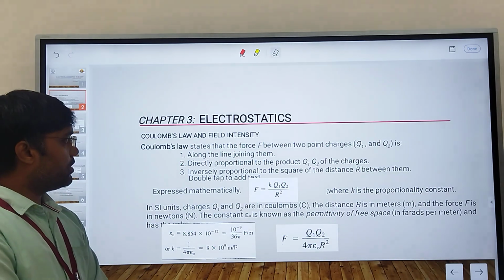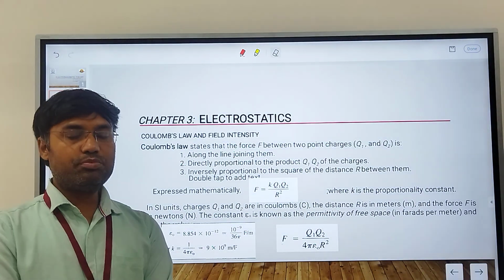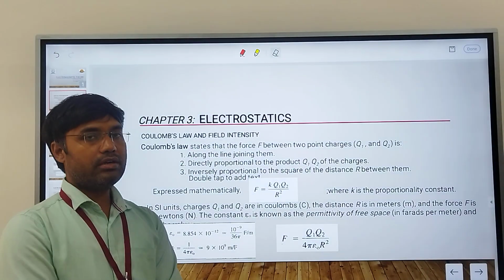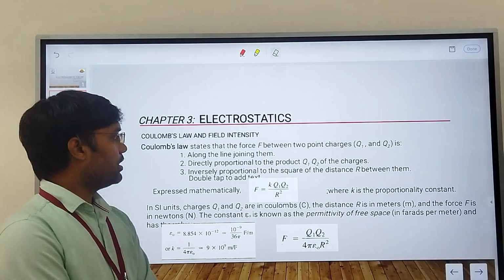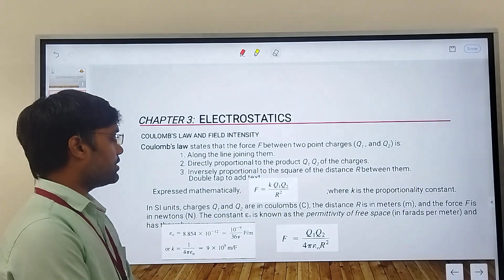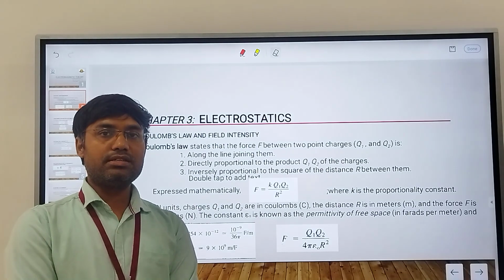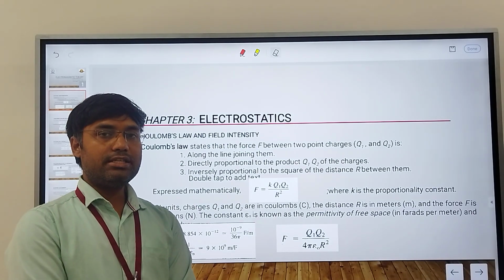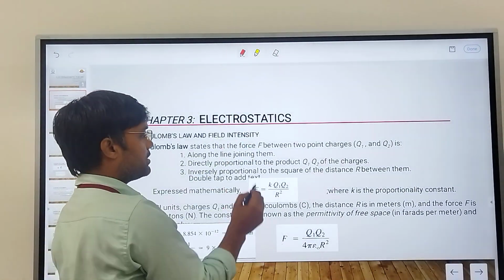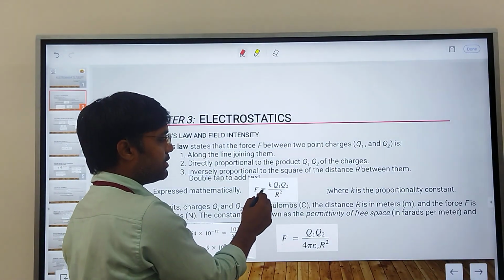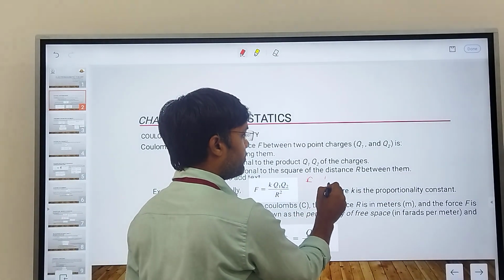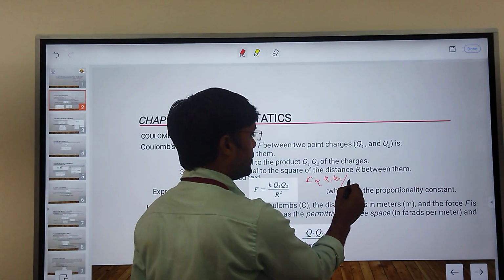According to Coulomb's law, the force between any two point charges Q1 and Q2 acts along the line joining the two charges, and it is directly proportional to the product of these two charges, and inversely proportional to the square of the distance between them. So mathematically we can write the expression F equal to K. K is a proportionality constant. Actually F is proportional to Q1 Q2 divided by R square.